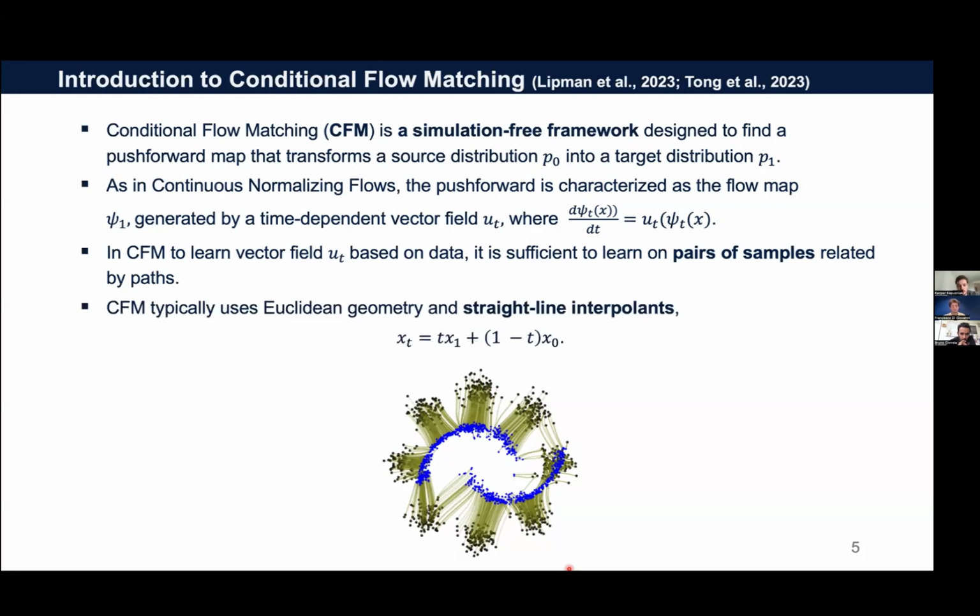Once we establish these data pairs, conditional flow matching employs straight line interpolants. You can see in the equation that x_t is ensured such that at time equals 0, we retrieve x_0, at time equals 1, we retrieve x_1, and everything else is just a linear interpolation. So having that, let's move on to the conditional flow matching objective.